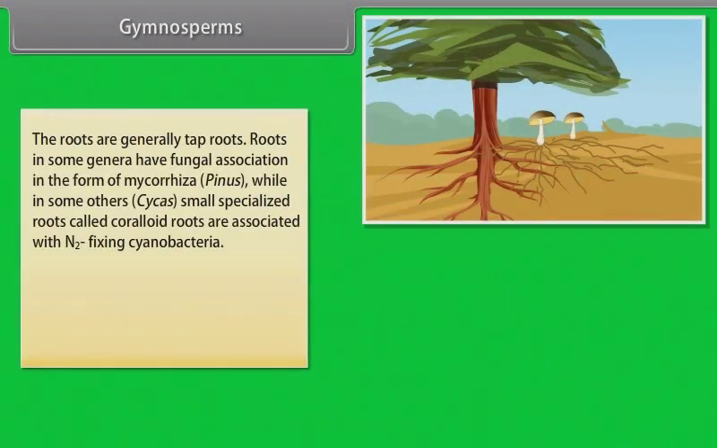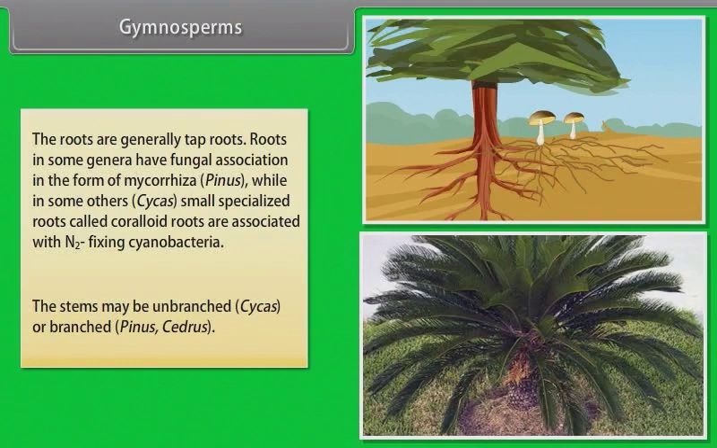The roots are generally tap roots. Roots in some genera have fungal association in the form of mycorrhiza, for example Pinus, while in some others, like Cycas, small specialized roots called coralloid roots are associated with N2-fixing cyanobacteria. The stems may be unbranched, as in Cycas, or branched, as in Pinus and Cedrus.